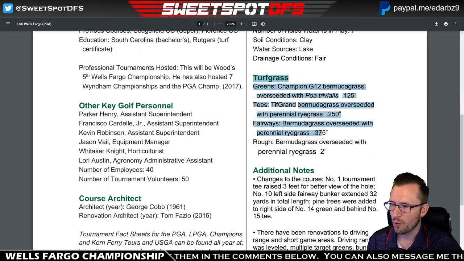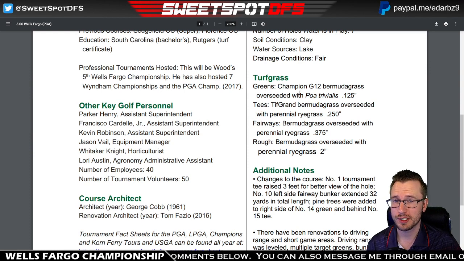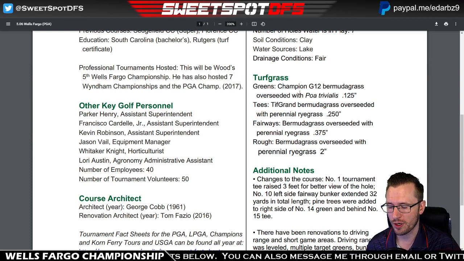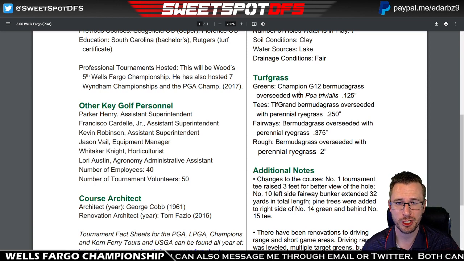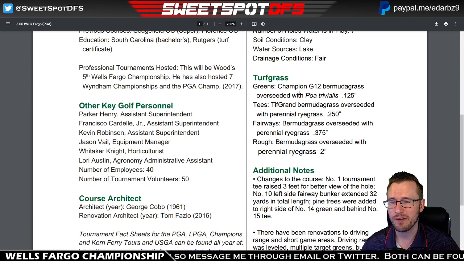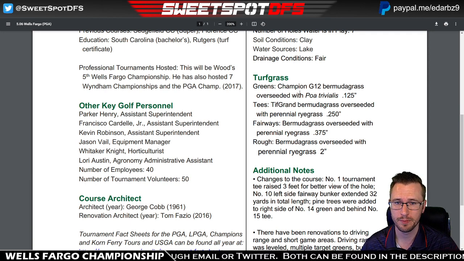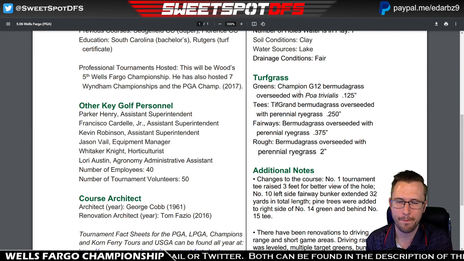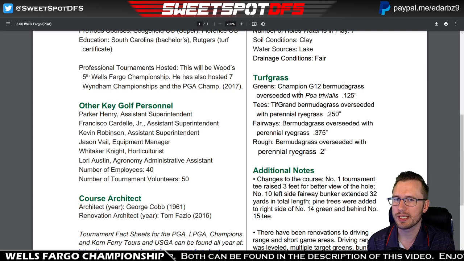The big thing when it comes to these tournament fact sheets is looking at turf grass just to see what it's overseeded with. Now, when we get into weather, I'll show you what the temperatures are. But in order for Bermuda grass to actually thrive, you need 75 degrees on average throughout the entire day. That is from 12 a.m. to 11:59 p.m., not just when the sun is up, but the entire day.